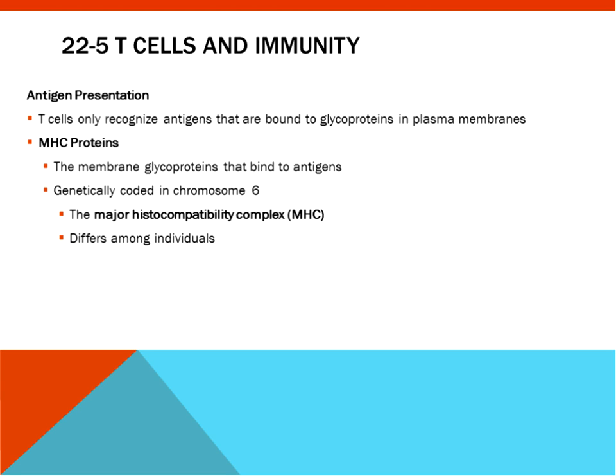T cells only recognize antigens that are bound to glycoproteins in the plasma membranes. These glycoproteins in the plasma membranes are specialized cell surface receptors that we call major histocompatibility complexes. Long phrase there, so we're just going to shorten it as MHC. These MHC markers, we have 2 classes of them, MHC1 and MHC2. They are found on the plasma membrane of all or mostly all of your cells, and they are genetically encoded on chromosome number 6.